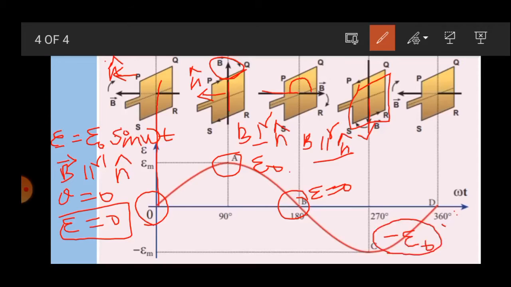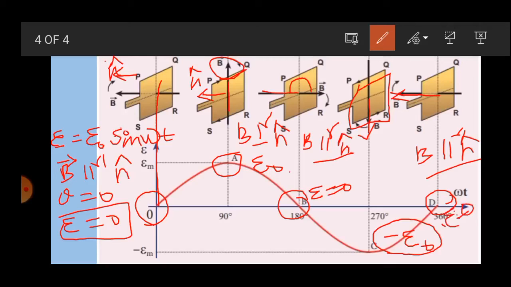Then again rotating 90 degrees, one completion of 360 degrees, the field magnet comes to the mean position. Now the magnetic field is parallel to the normal. What is the angle? Sin 360 degrees is equal to 0. So the total induced EMF is 0, and it is represented by the point D.